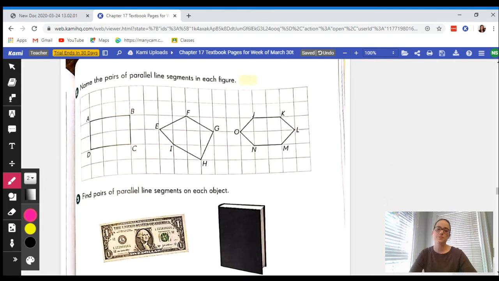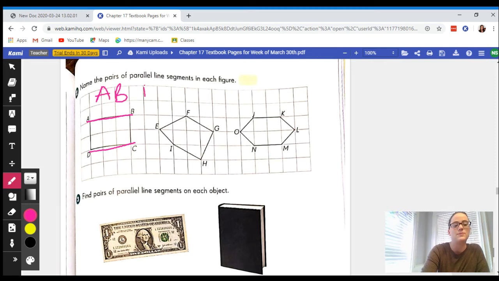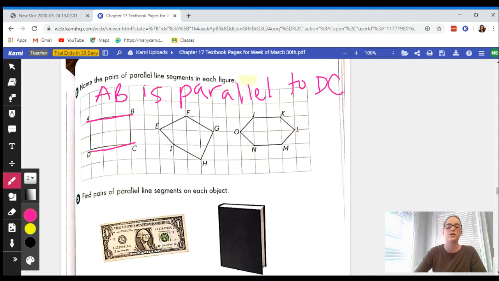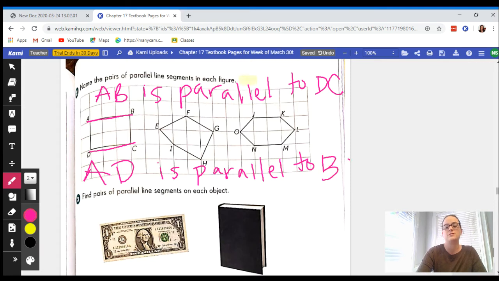Over here, name the pairs of parallel line segments in each big figure. You would see that AB is parallel to line CD. So we'd actually write that out. AB is parallel to DC. And we always use capital letters when we're doing this. Very good. You could also say that AD is parallel to which one? You're right, BC. Very good.